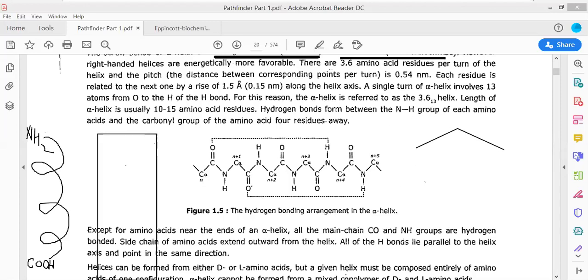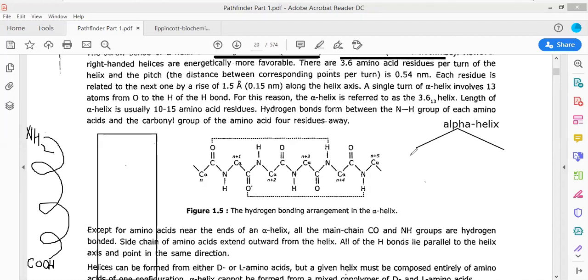I would be drawing the alpha helix in front of you. There I'm going to draw the alpha helix. There would be the alpha helix. Now alpha helix can be classified into right-handed as well as left-handed. So I'm going to draw both the right-handed as well as the left-handed in front of you, so that you see what is this right-handed and what is this left-handed alpha helix. I'm finding the different tools to draw.